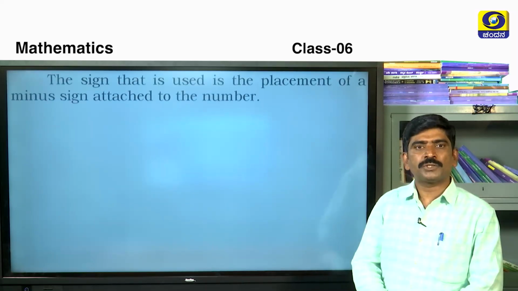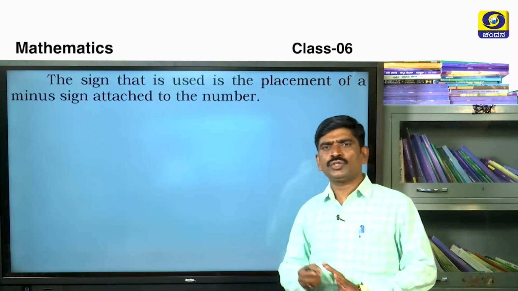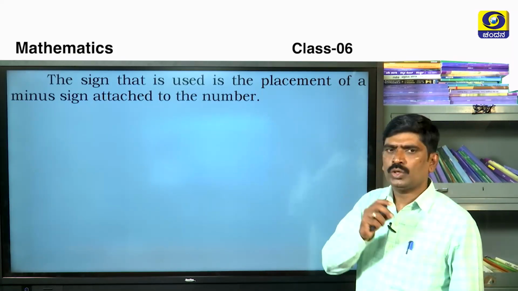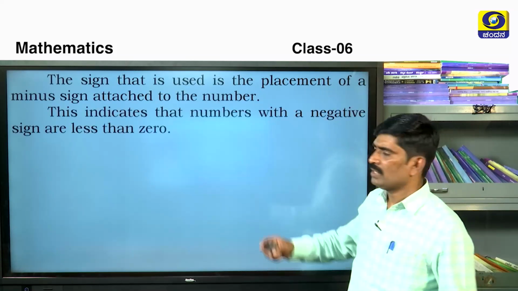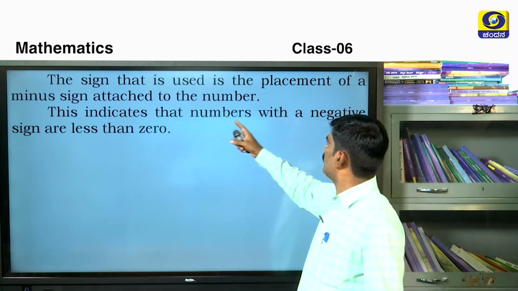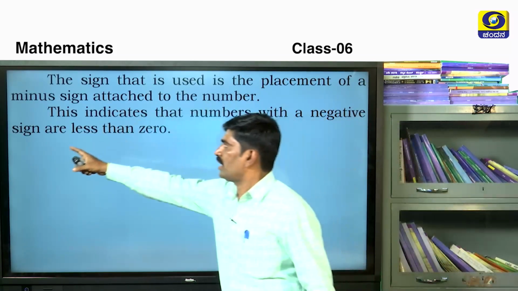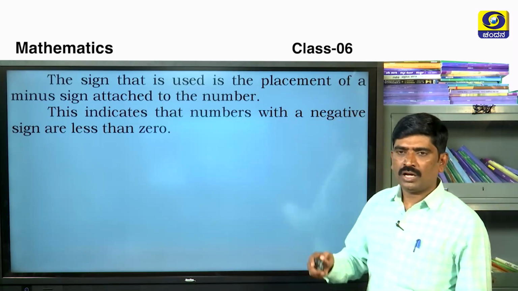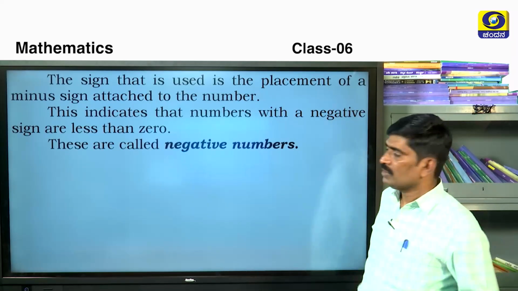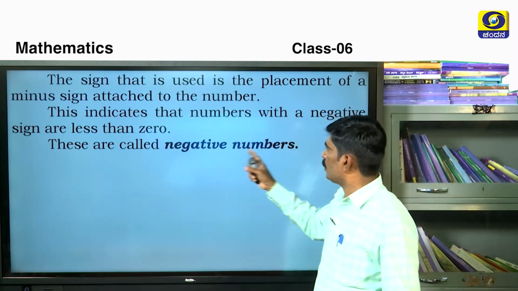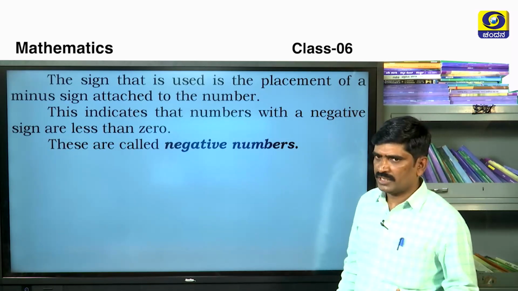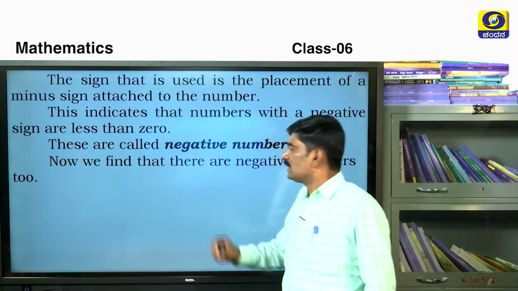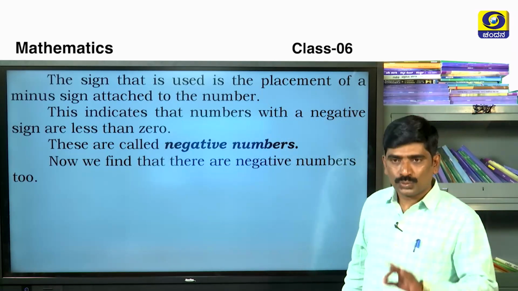Okay. Next, the sign that is used is a minus sign attached to the number. This indicates that numbers with a negative sign are less than 0. These are called negative numbers. Understand it? Which are negative numbers? I think you have learned it. Now we find that there are negative numbers too.